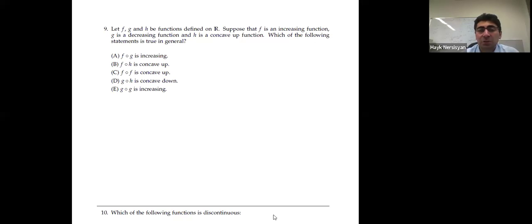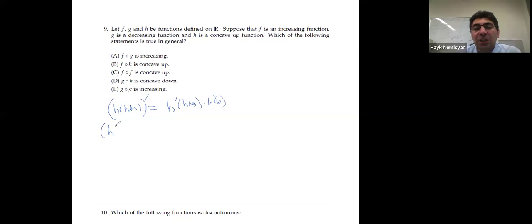Let's check. So concave up composition with concave up function. In this case, H composition with H. Let's consider this being a differentiable function. What is the derivative? It's H prime(H(x)) times H prime(x). Hence the second order derivative.